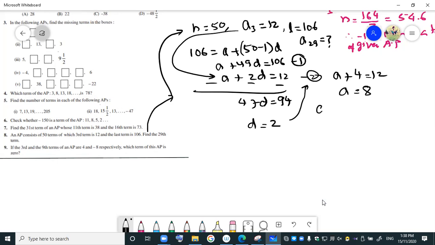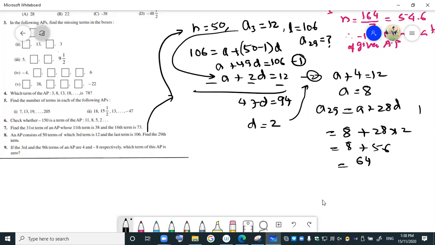Now we have to find the 29th term. A29 will be a plus 28d. A is equal to 8 plus 28 into 2. 2 eights are 16, carry 1, 2 twos are 4, 56. 56 plus 8, 64. Okay. And the last question also we can complete.